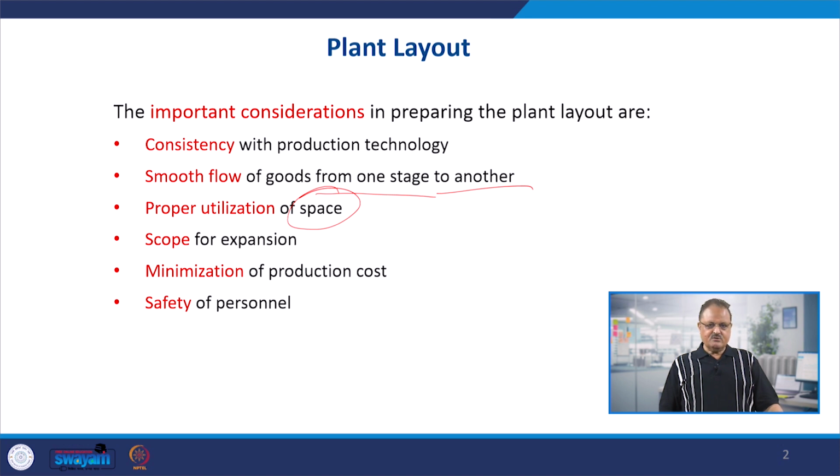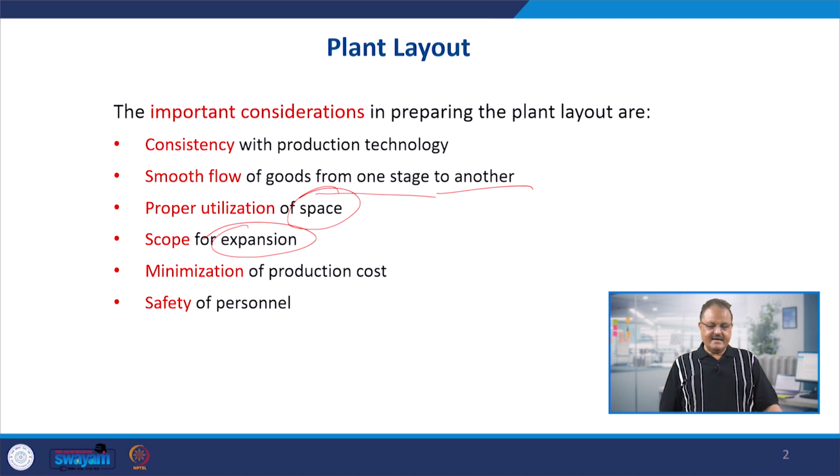So if the plant layout is efficient, smoother, and whatever the given space has been properly utilized, the overall cost of production goes down, and within the minimum or the given space, whether it's owned space or rented space, we are able to have the best results, best outputs, and we are able to manage the cost. Scope for expansion is another important consideration. Yes, we have to, because we are not going to remain a static organization. We are going to grow over a period of time.